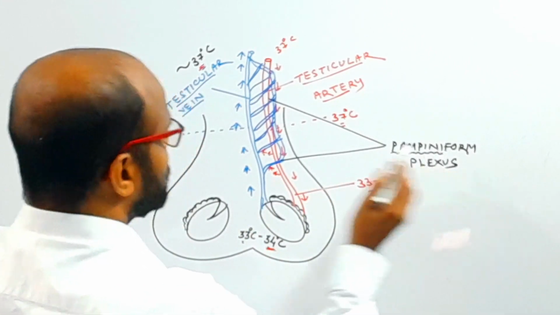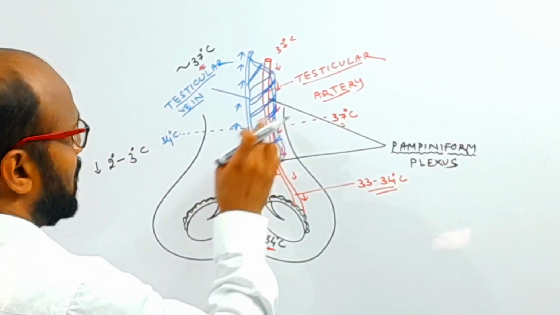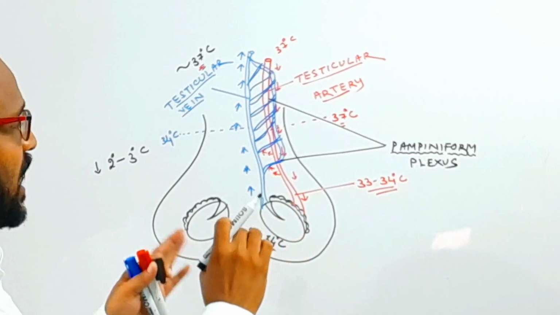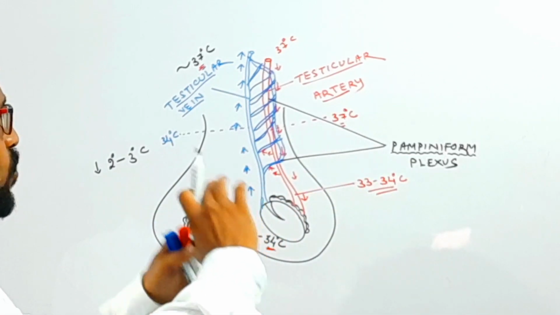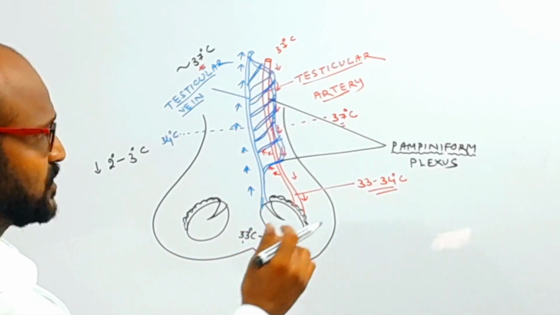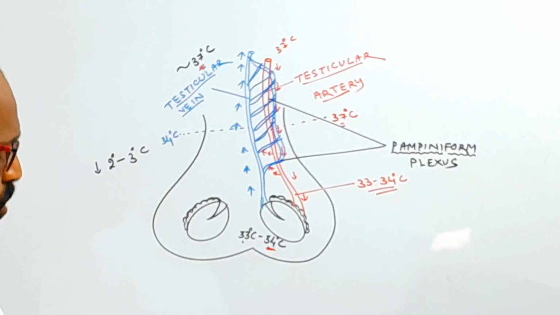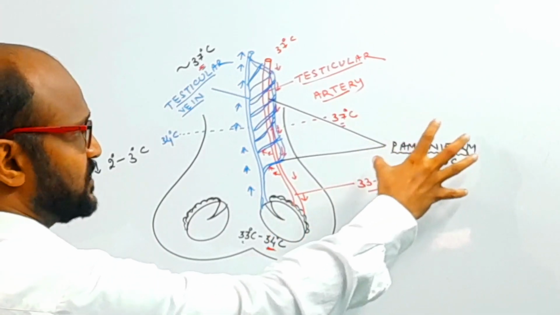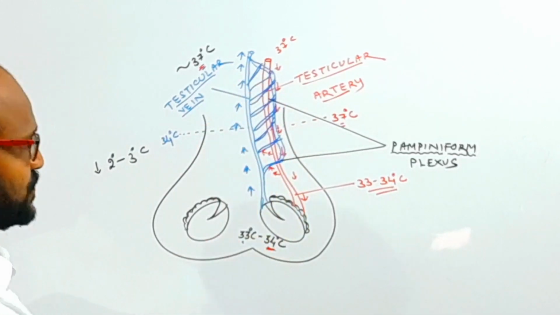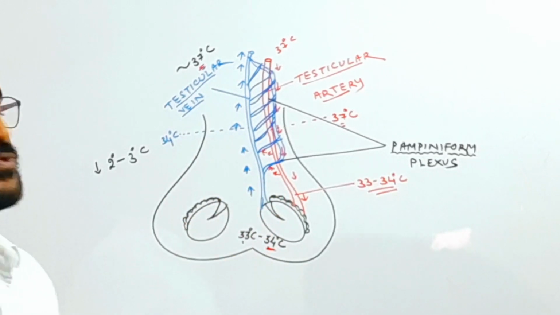Pampini means the tendrils and form means structure. So these branches of veins are elongated and coiled over the surface of the testicular artery like tendrils. That's why this is known as the pampiniform plexus. The pampiniform plexus helps to reduce and regulate the temperature inside the scrotum.